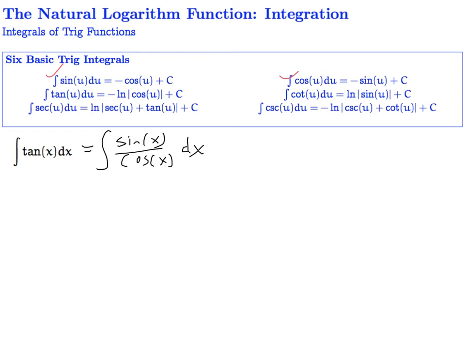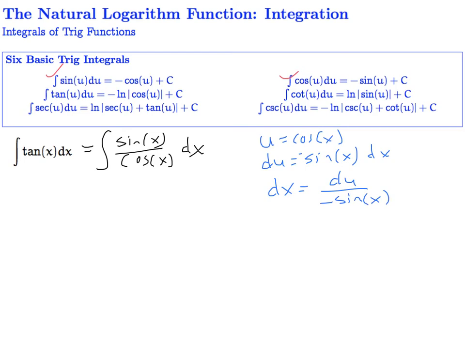So in this case, I can let u equal my denominator, that is cosine of x, so that du is equal to sine of x, with a negative out there, of course, because don't forget the negatives, dx. And now I can do my replacement. I'm going to solve for dx so that dx is equal to du divided by negative sine of x.